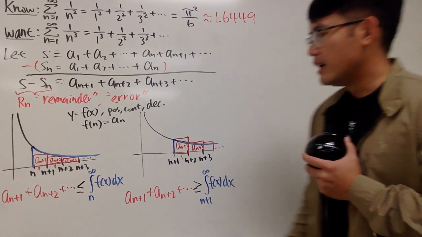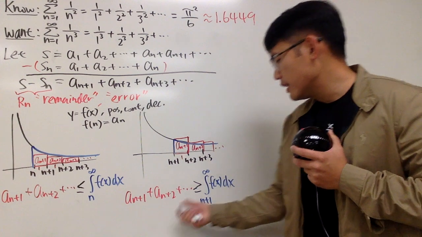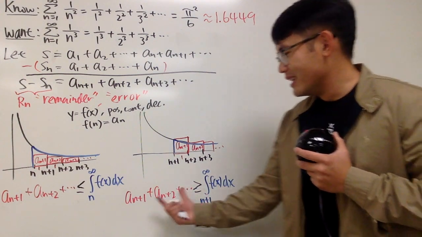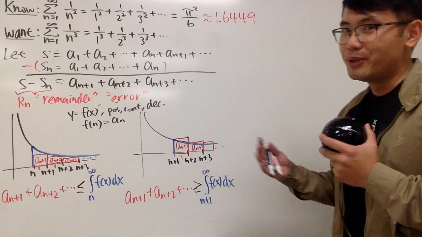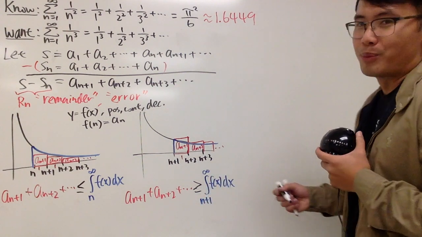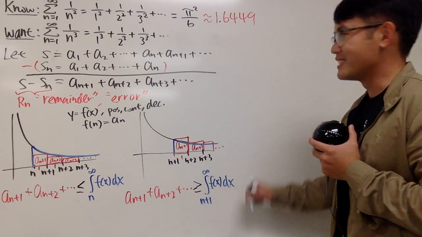So here is the idea. Notice this right here is smaller than this. This right here is bigger than that. In other words, this right here is in between of this and that. So that's pretty much the theorem that I'm proposing for you guys. So let me put this down right here for you guys.